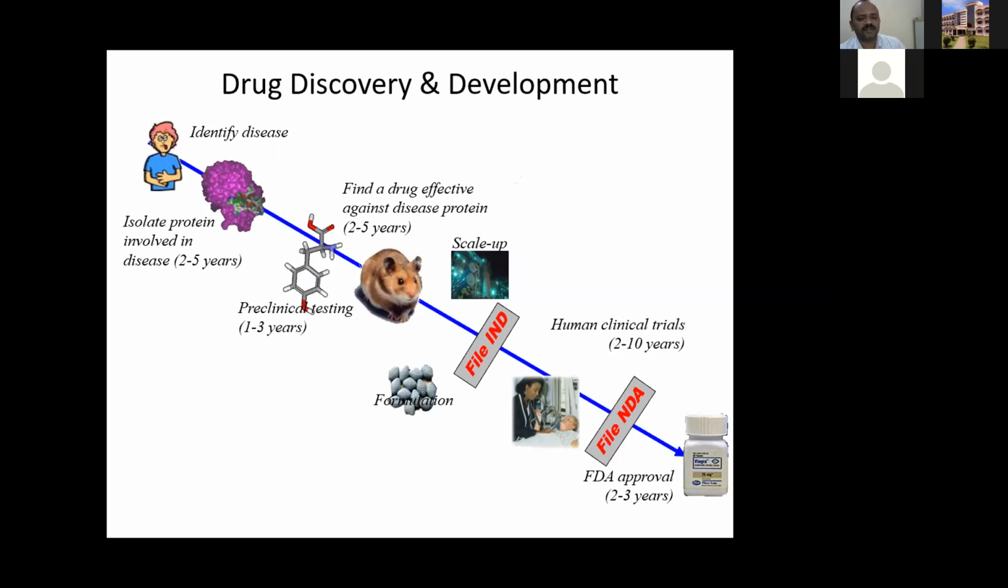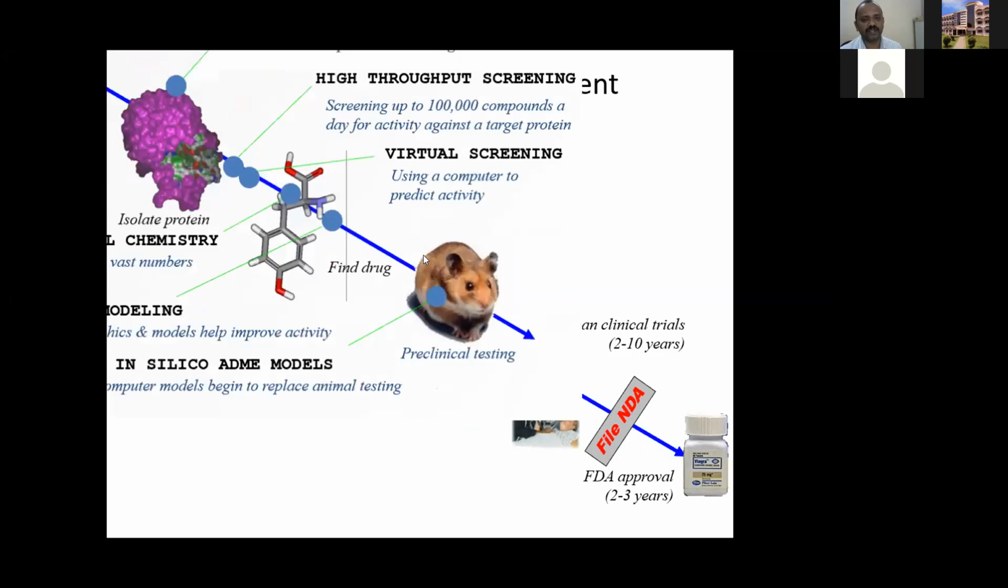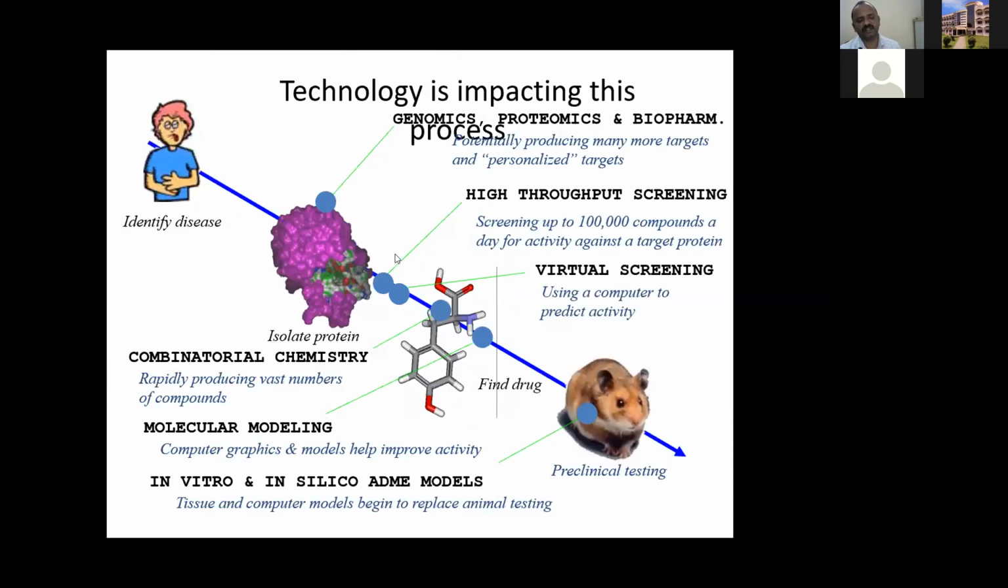So this is how the process of drug discovery will be happening. Now, in this context, what we will be taking into consideration is the early part of the drug discovery. Okay? So in this early part of the drug discovery, the role of the medicinal chemist plays a very vital role.